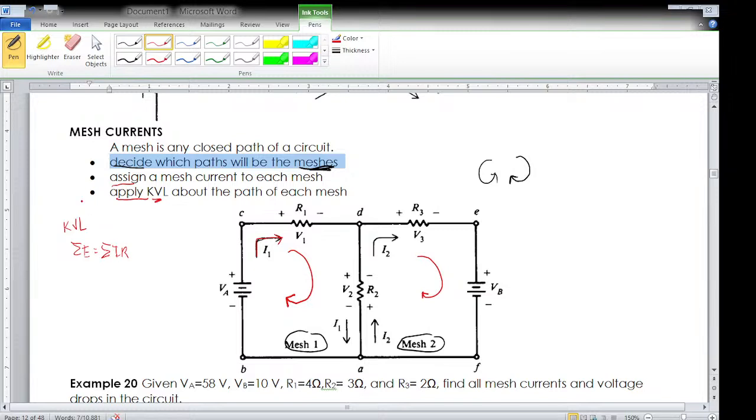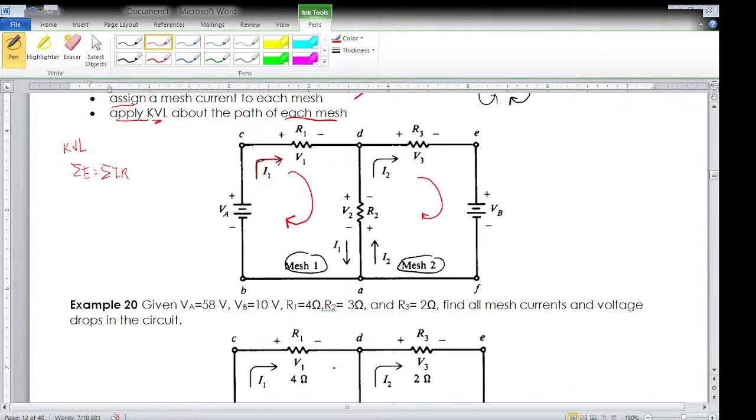Now, let us have an example to see it better. Those are the steps. Determine the meshes first, then assign the direction of the mesh current, and then apply KVL in each mesh. Take note, class, in each mesh. Since you have two meshes, how many equations will you get? Two. Okay, so let us have here example 20.